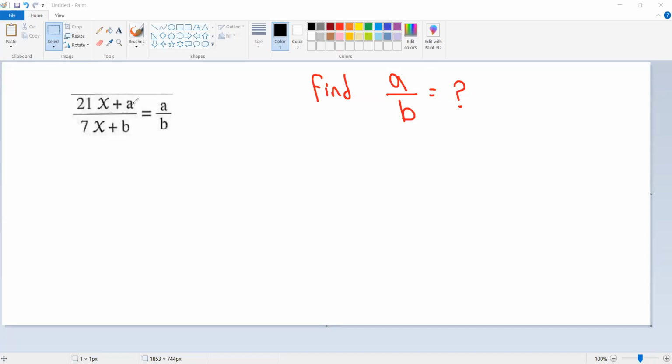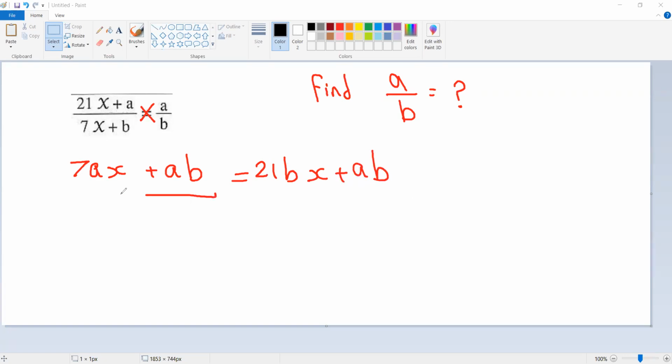Here we have (21x plus A) over (7x plus B) is equal to A over B. I want to get A over B. So do cross multiplying. A multiplied by 7x, it's 7AX. And A multiplied by B, it's AB, is equal to B multiplied by 21x, so it's 21BX. And B times A, it's AB. If you look at both sides, you will get AB and AB. So cancel AB and AB.